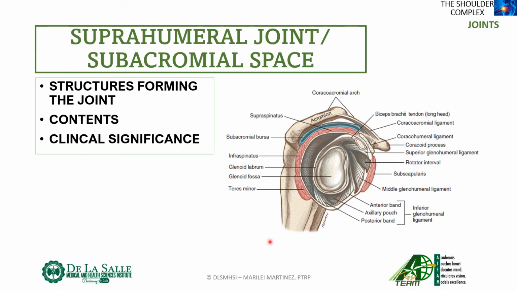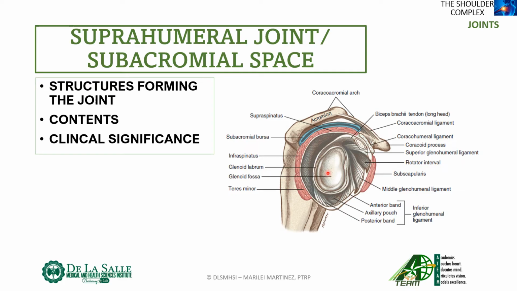The next false joint in the shoulder complex is your suprahumeral joint or your subacromial space. Suprahumeral, above the humerus. Subacromial, below the acromion process. So specifically, your suprahumeral joint or your subacromial space is located between the coracoacromial arch, this is your coracoacromial arch, and the humeral head. Okay, around this area.